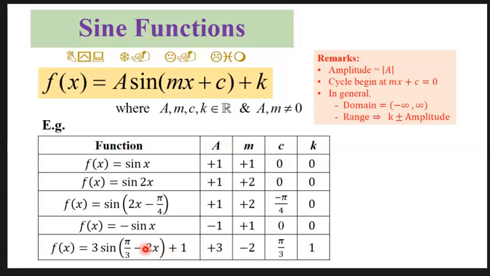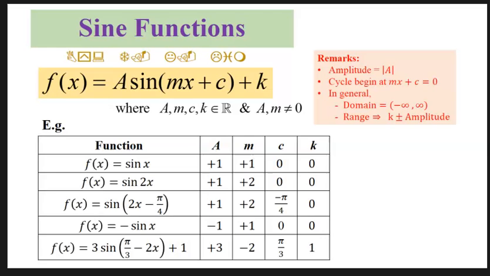And the last one has all of a, m, c and k together, with values not equal to 0. I have positive 3 as the coefficient of sine, negative 2 as the coefficient of x, constant π/3 for c, and plus 1 for k.